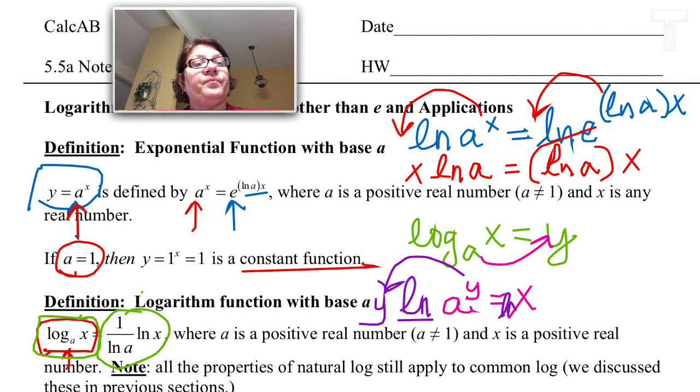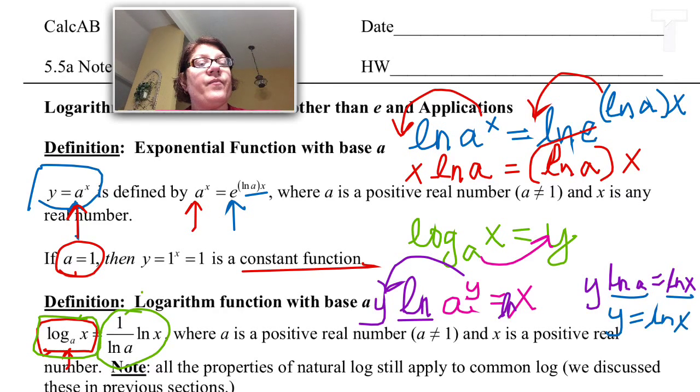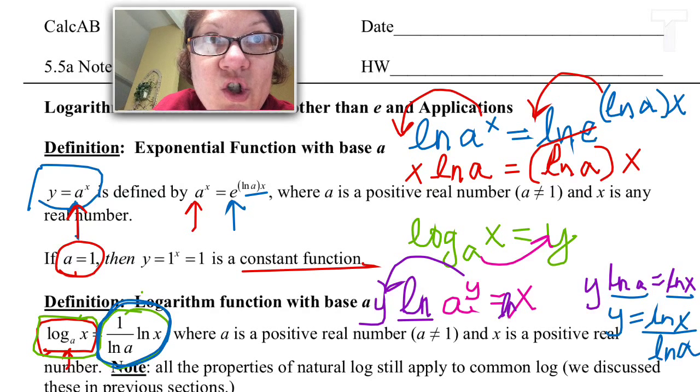And once I do that, I'll have y natural log of a equals natural log of x. And if I want to get y by itself, oh yeah, I can just divide both sides by natural log of a. And that's really what this says over here: natural log of x over natural log of a. Oh my gosh, look at all these proofs I'm doing. Is this geometry?